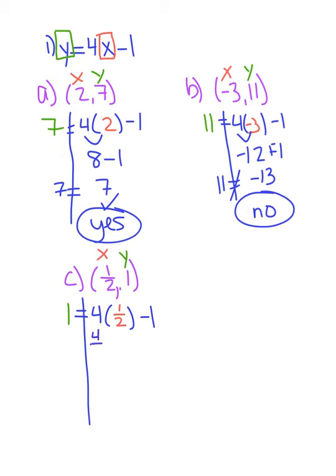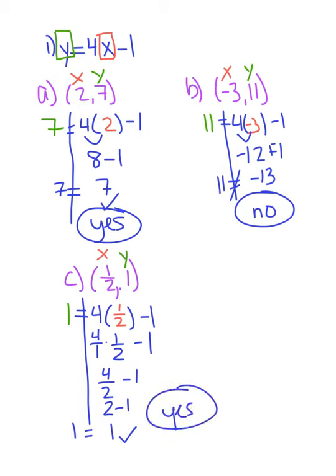So I'm going to put 4 over 1 times 1 over 2 minus 1. 4 times 1 on top is 4. 2 times 1 is 2 on the bottom. Subtract that 1. 4 divided by 2 is 2 minus the 1. 2 minus 1 is 1, right? We should go all the way down to a single number and see if it's true. In this case, 1 equals 1 is true. That means that the point 1/2, 1 is a solution, a point on the line of y equals 4x minus 1. All right, that's the first problem done. I'm going to do 2 more. So 2.